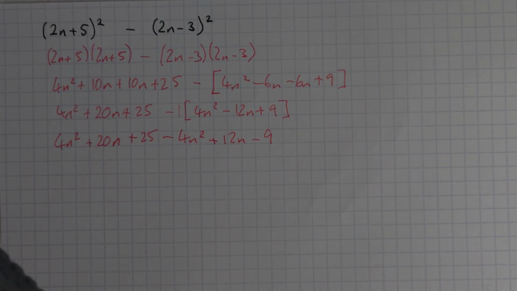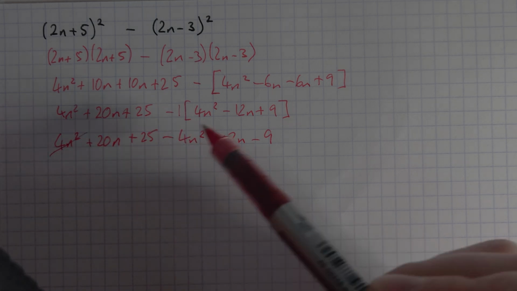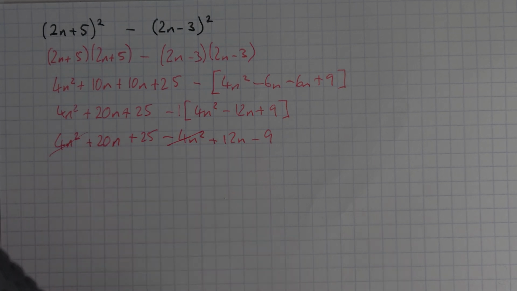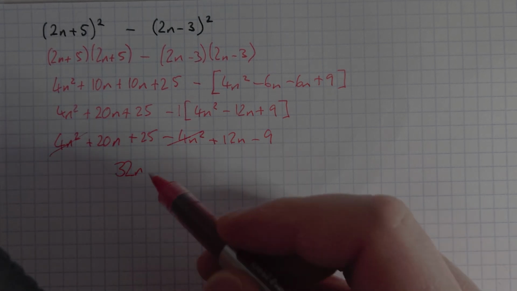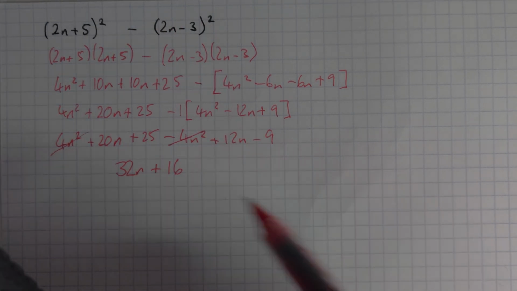I'm now in a position where I can collect the like terms. 4n squared, take away 4n squared, cancels out. 20n, add another 12n is 32n. And 25, take away 9 is 16. So 32n plus 16 is my final answer for this thing simplified.